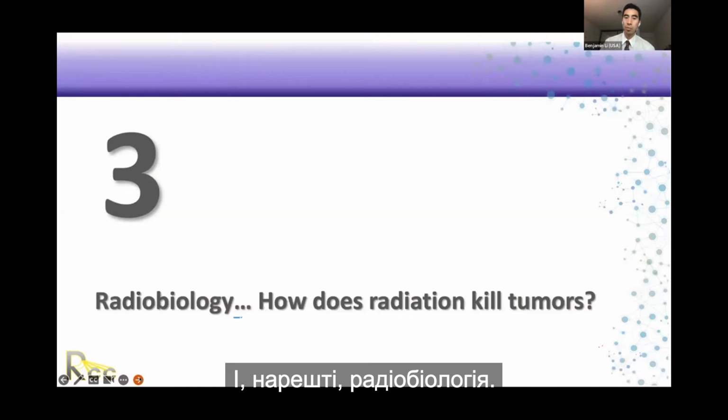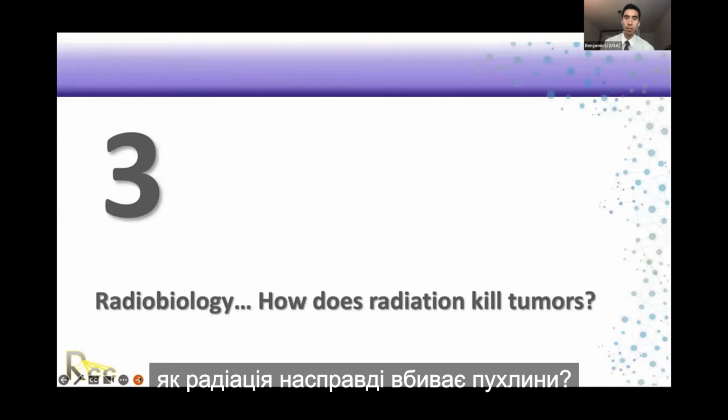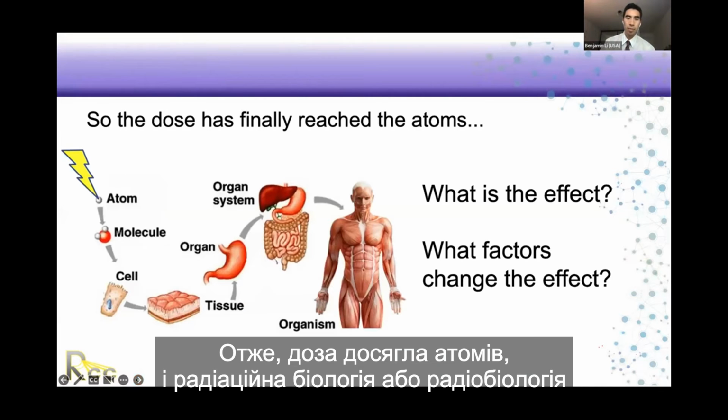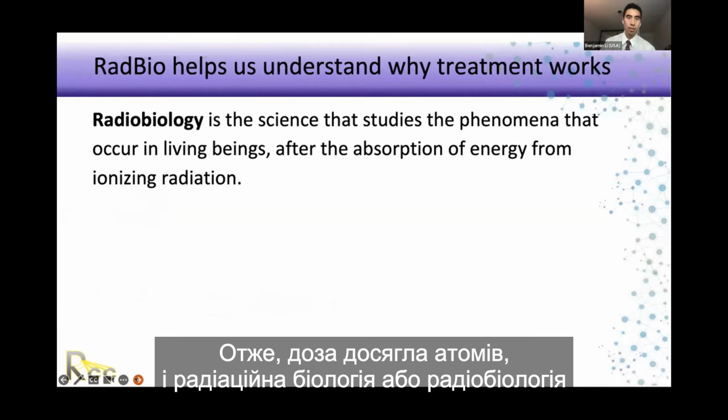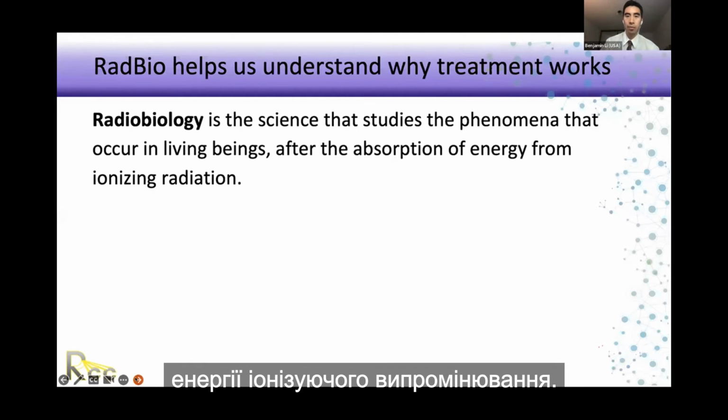So lastly, radiobiology. Now that we know exactly how much dose is happening, how does radiation actually kill the tumors? So the dose has reached the atoms, and radiation biology or radiobiology is a science that helps us study what's happening after absorption of energy from ionizing radiation.